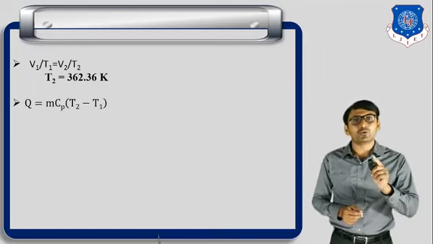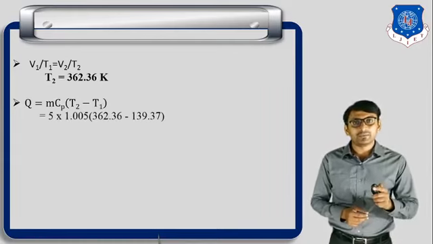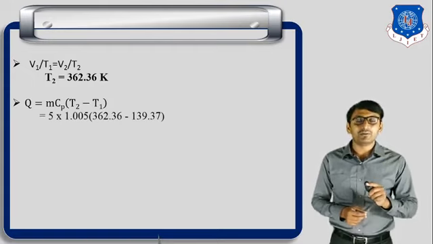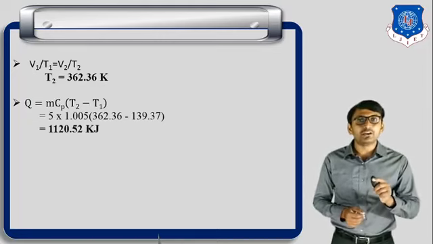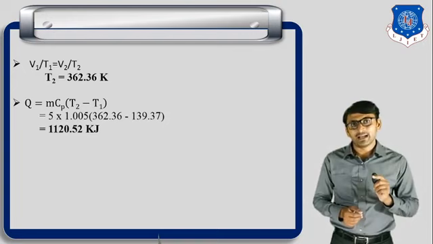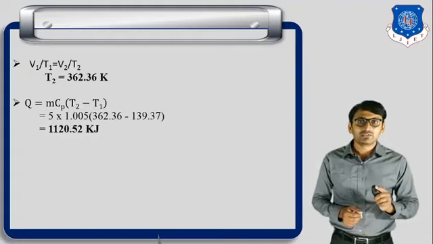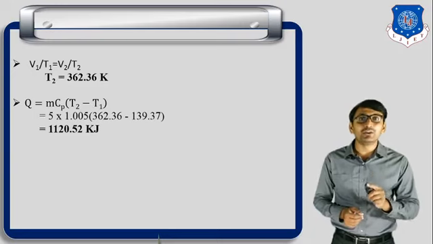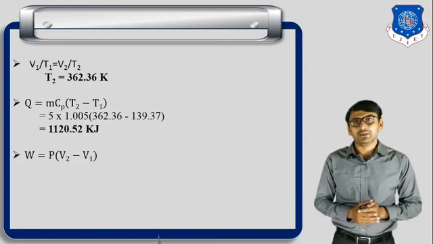Okay. Now third one, heat supply, that is Q is equal to m Cp (T2 minus T1). This formula is for a constant pressure process. So by putting the values of m, that is 5, Cp 1.005, T2 and T1, we get the value of Q, that is 1120.52 kilojoule. Why kilojoule? Because Cp is in kilojoule per kg Kelvin. So in the last step, 1120.52 with unit kilojoule.